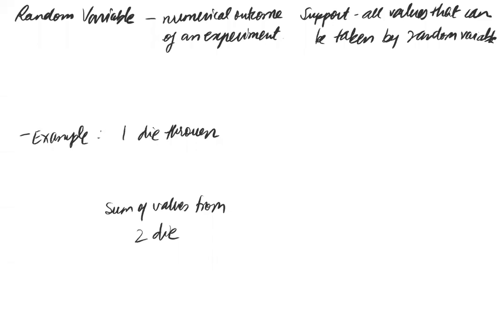Okay, so now let's just go over the theoretical aspects of this chapter. The first thing is, what is a random variable? It is a numerical outcome of an experiment. For example, if I throw a die, that's an experiment. What are the possible numerical outcomes?